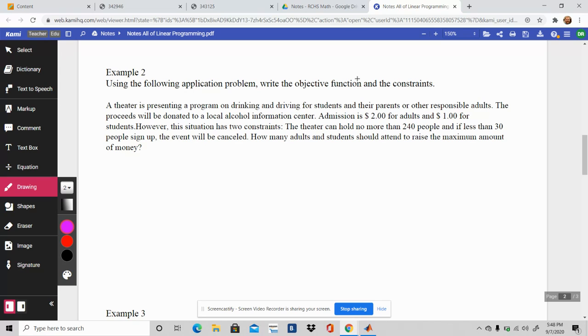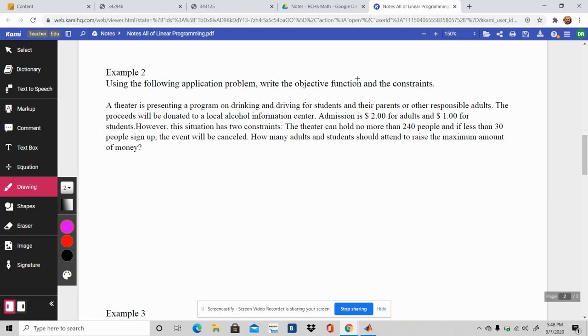All right, so this says a theater is presenting a program on drinking and driving for students and their parents or other responsible adults. The proceeds will be donated to a local alcohol information center. Admission is $2 for adults and $1 for students.